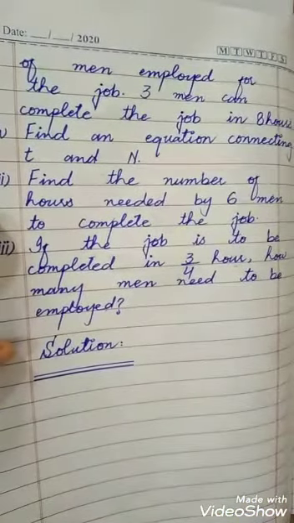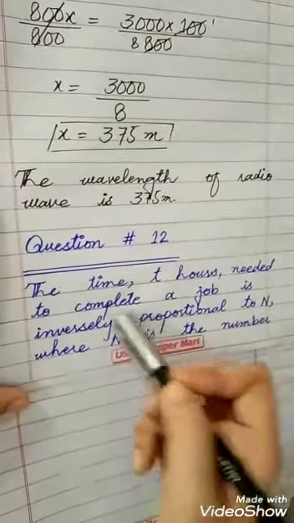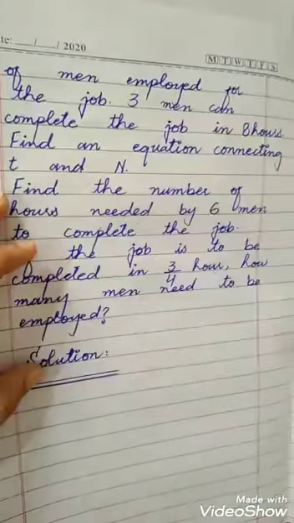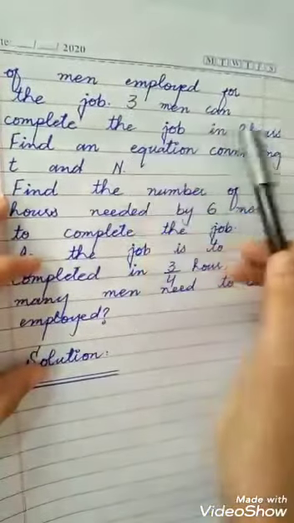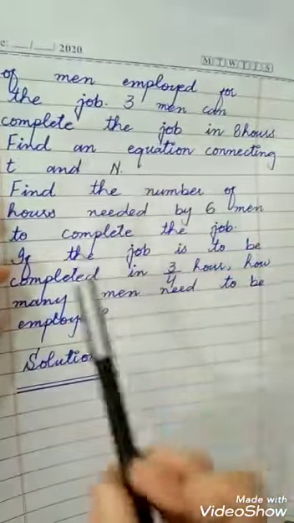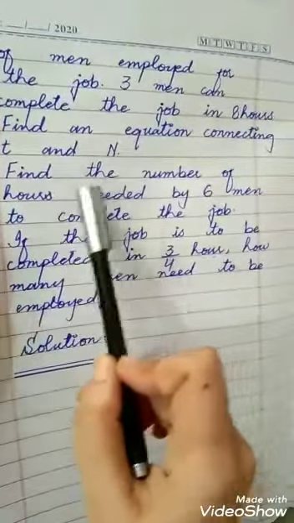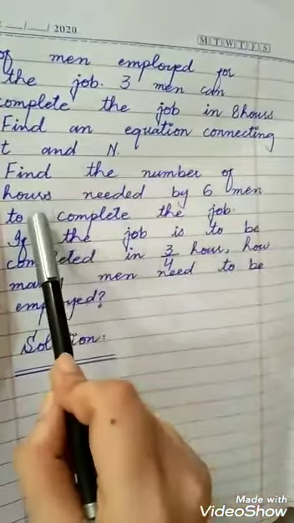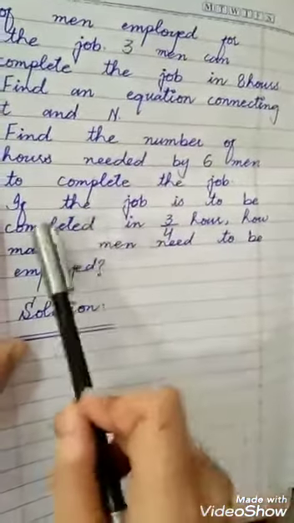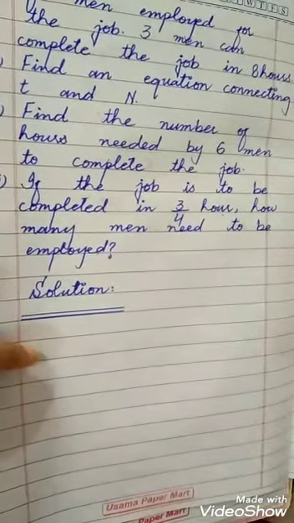Students, in question number 12, the relation between time t and number of men n is inverse. It's given inversely proportional. Here men are given that 3 men can complete the job in 8 hours. Time and men are given. So in part 1, we have to find the equation that is connecting n and t. Then in part 2, we have to find the number of hours needed by 6 men to complete the job. Men are given, time we have to find. In part 3, time is given, men we have to find. So students, move towards solution now.